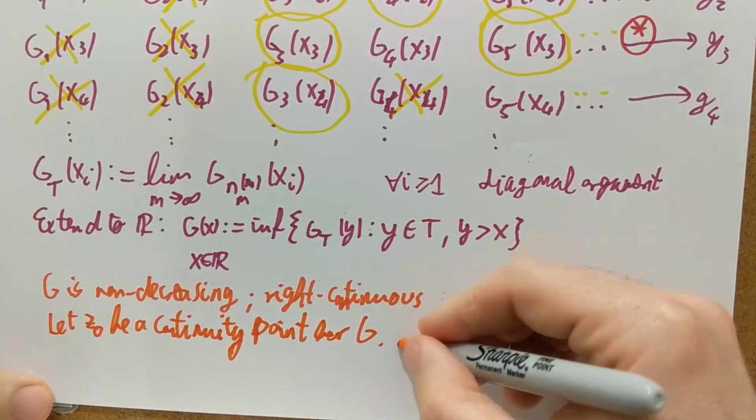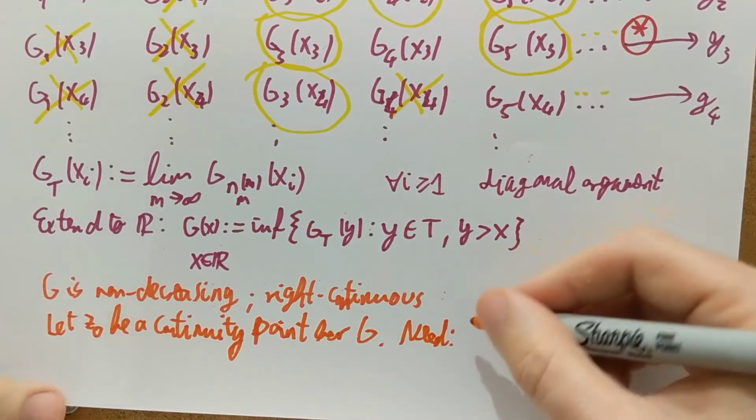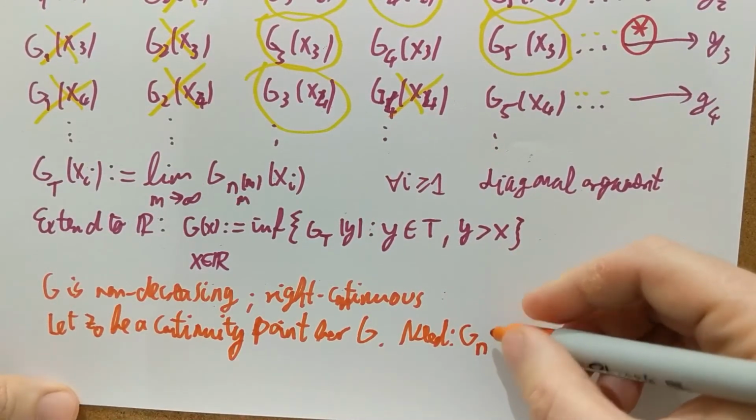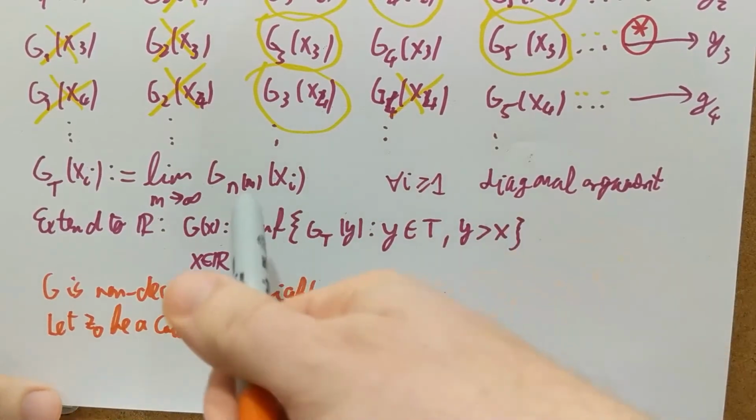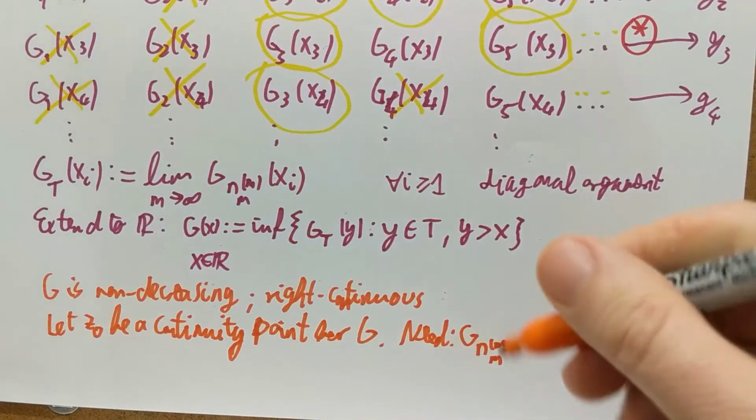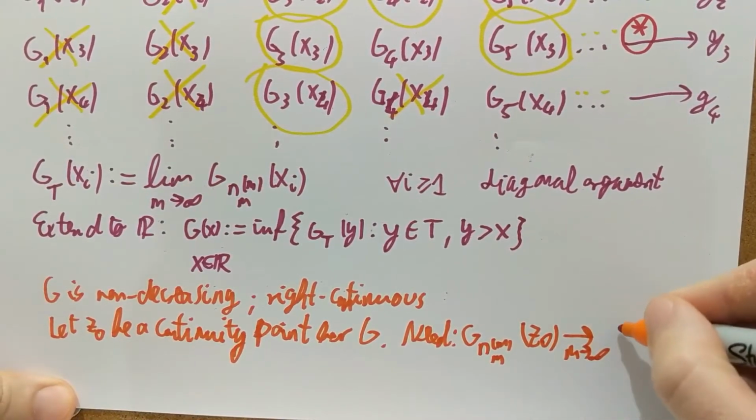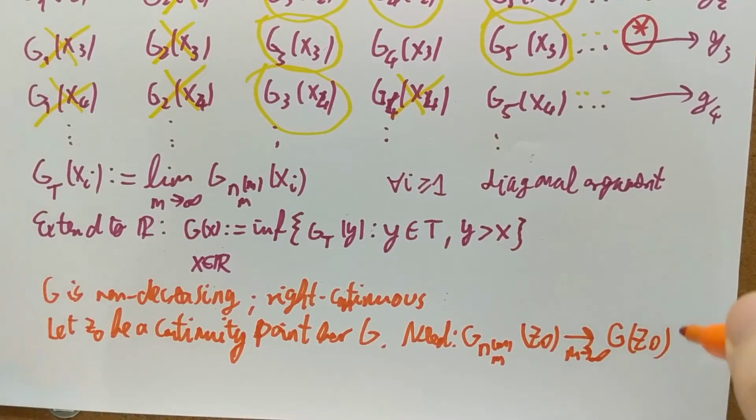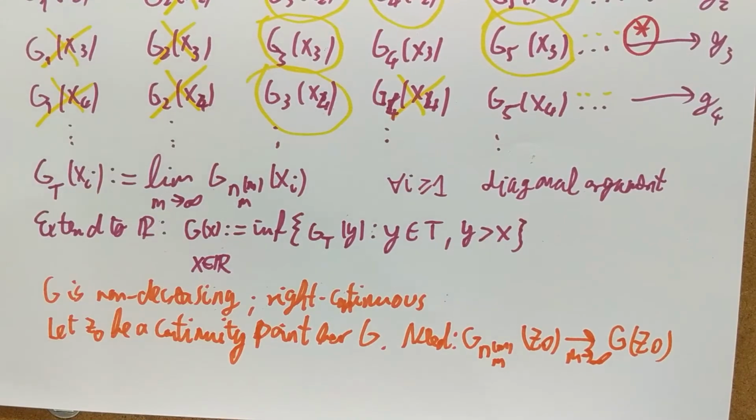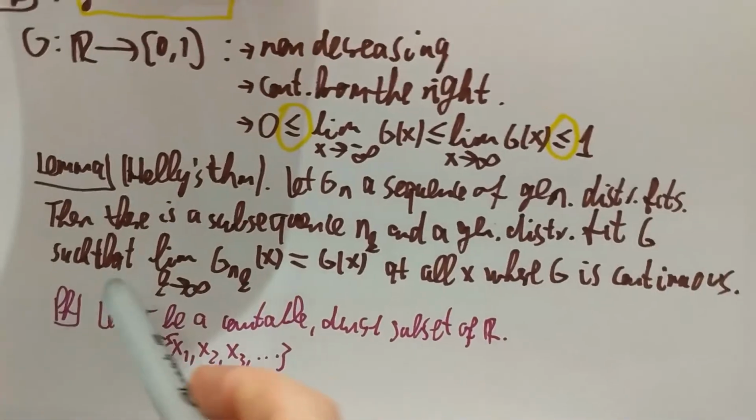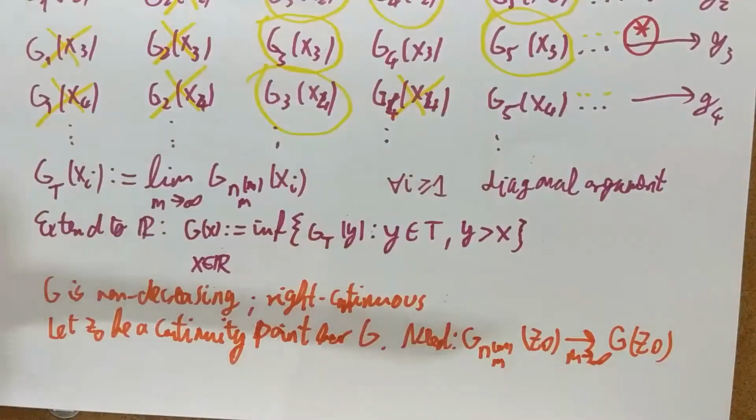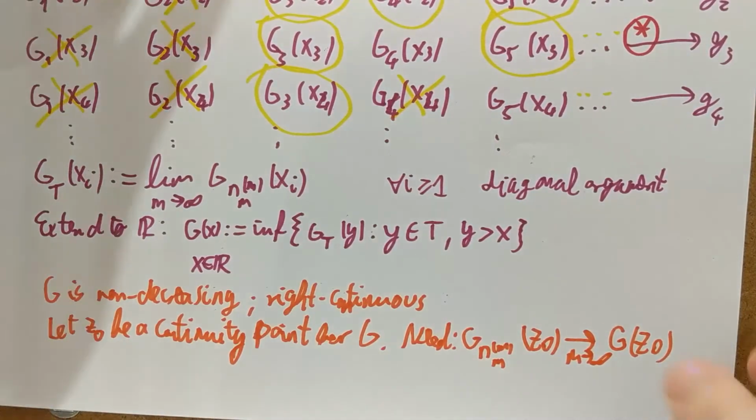And what I need to show is that the G_{n_m}, so this diagonal subsequence of the G's at that point z_0, actually converges as m goes to infinity to the function G that I just defined at the same point z_0. Okay, because that was the second part of this, so that's what we need to do, right? That along the subsequence we have convergence to some right continuous function G wherever z_0 is a continuity point of G. Okay, so how does that work? Let's see how that works.